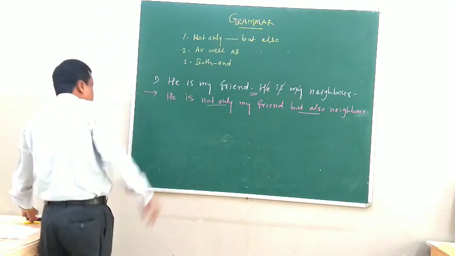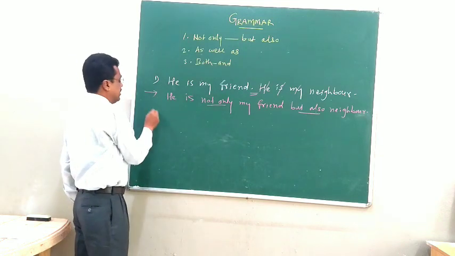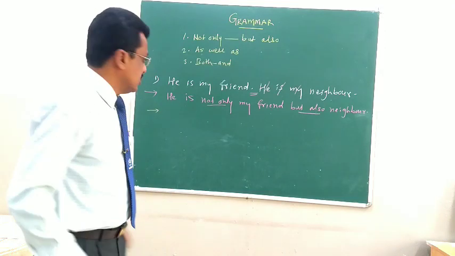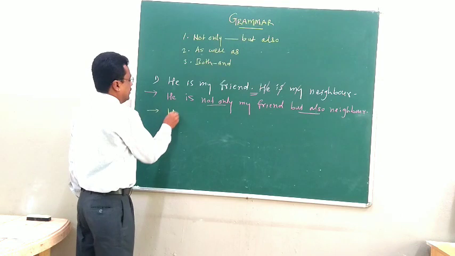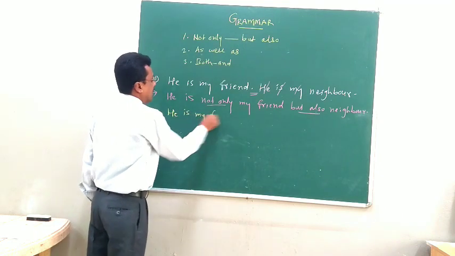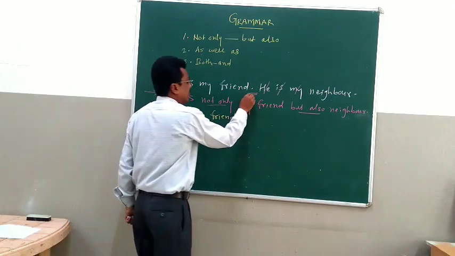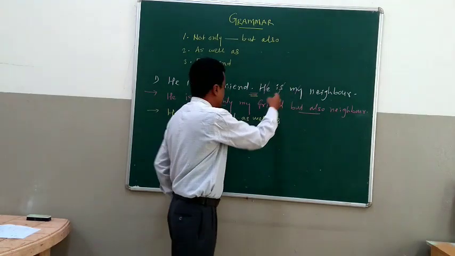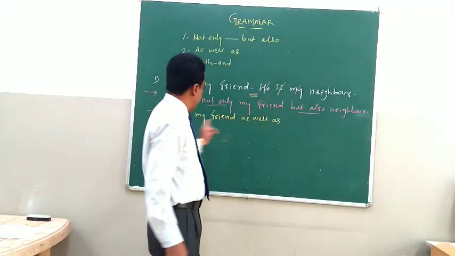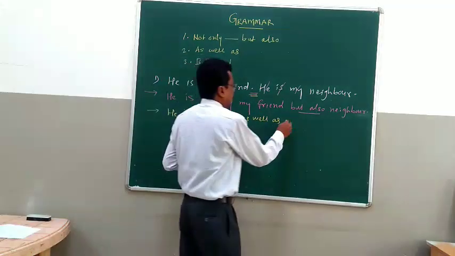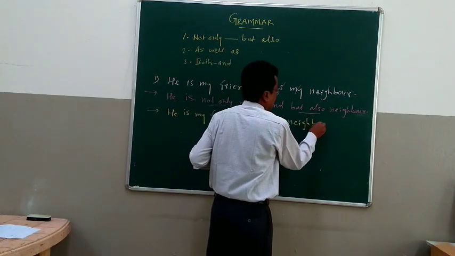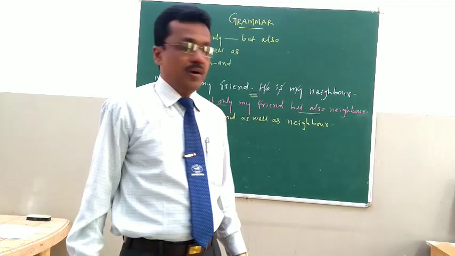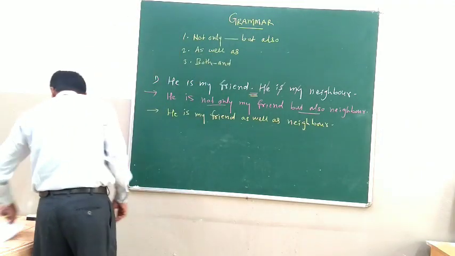Now we will go to the next one, as well as. In the same sentence we can use as well as. How can we use it? He is my friend. In place of the full stop, we are going to use here as well as. The same words we are going to omit because we can't repeat them. The remaining word is neighbor. So the sentence: he is my friend as well as neighbor. This is the sentence that we have made here.